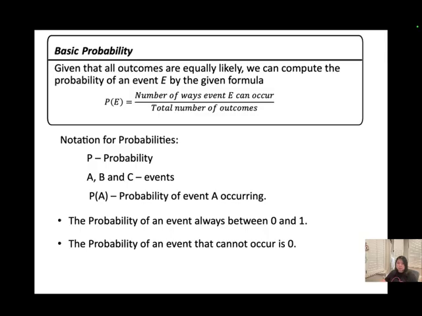The probability of an event that cannot occur is 0. So for example, when I flip the coin, suppose I would like to get head and tail at the same time, but I only have one coin. It is impossible, right? Because the coin is going to flip over to either head or tail. We can't get both of them at the same time. So we say the probability of the event of getting head and tail at the same time is equal to 0.